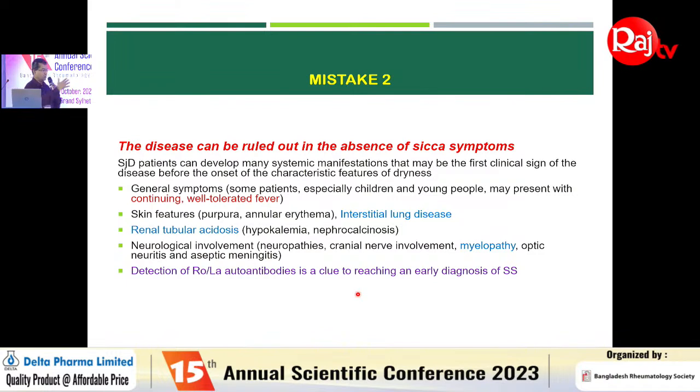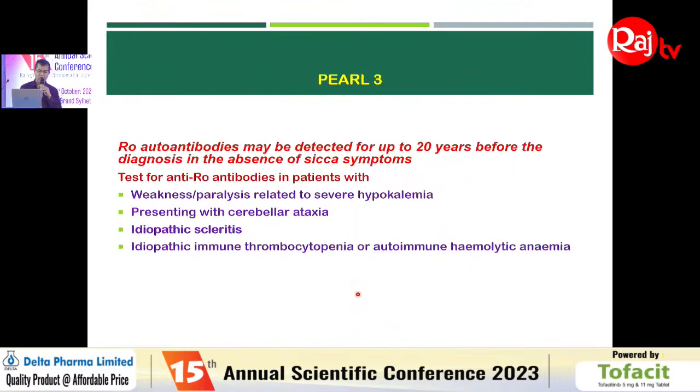So we should have a clue, a clinical suspicion that the patient might have Sjogren's disease. In this case, anti-Ro we have to confirm. Anti-Ro antibody can be identified 20 years before the diagnosis of Sjogren's symptoms.